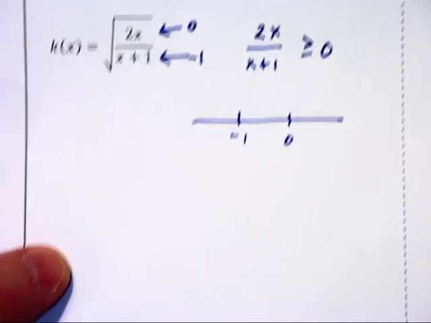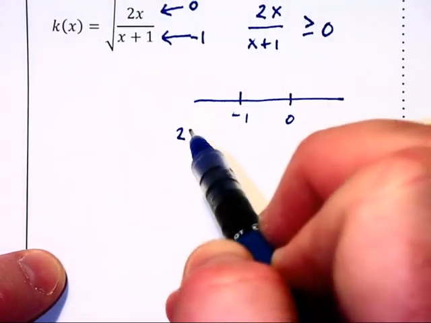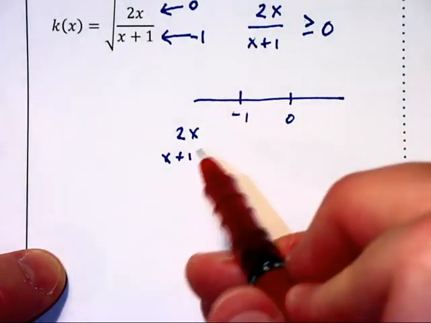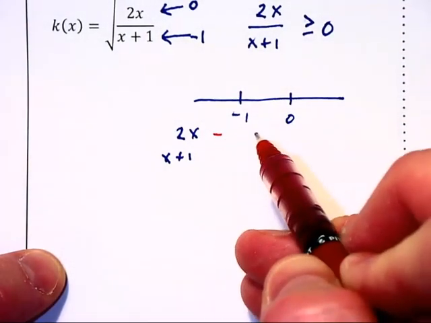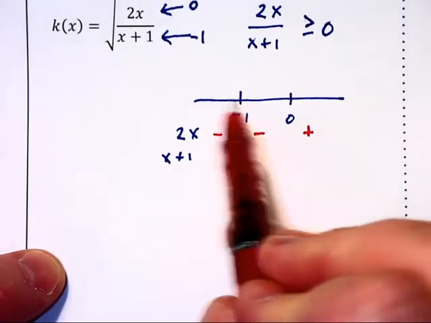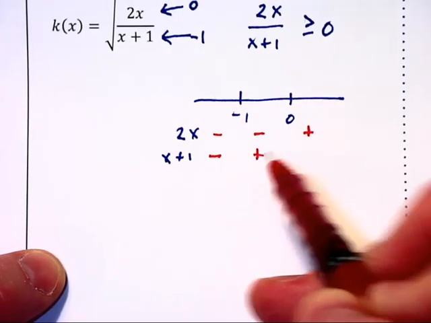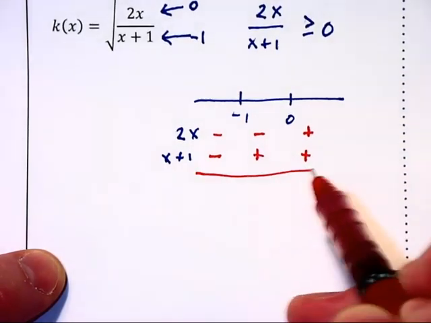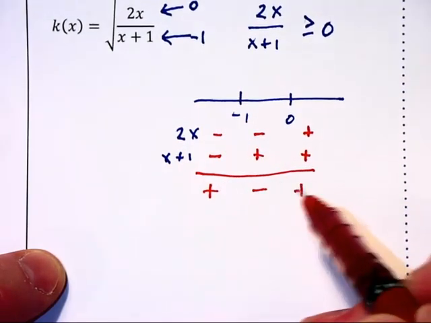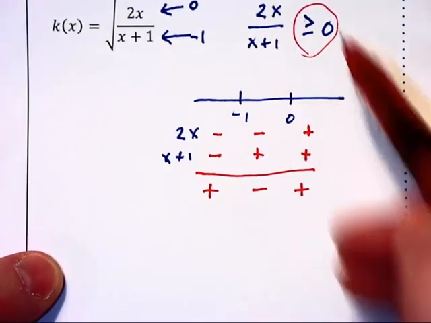So let's see what happens on each of these in the numerator and denominator. Here's 2x, here's x plus 1. If we choose values that are negative, we will have negative in the first two regions and positive on the right. If we choose values smaller than -1, we will have a negative on the far left and positive in the middle and on the right. And we're interested in what happens when we divide these signs. So positive, negative, positive. We're interested in where this is greater than or equal to 0.